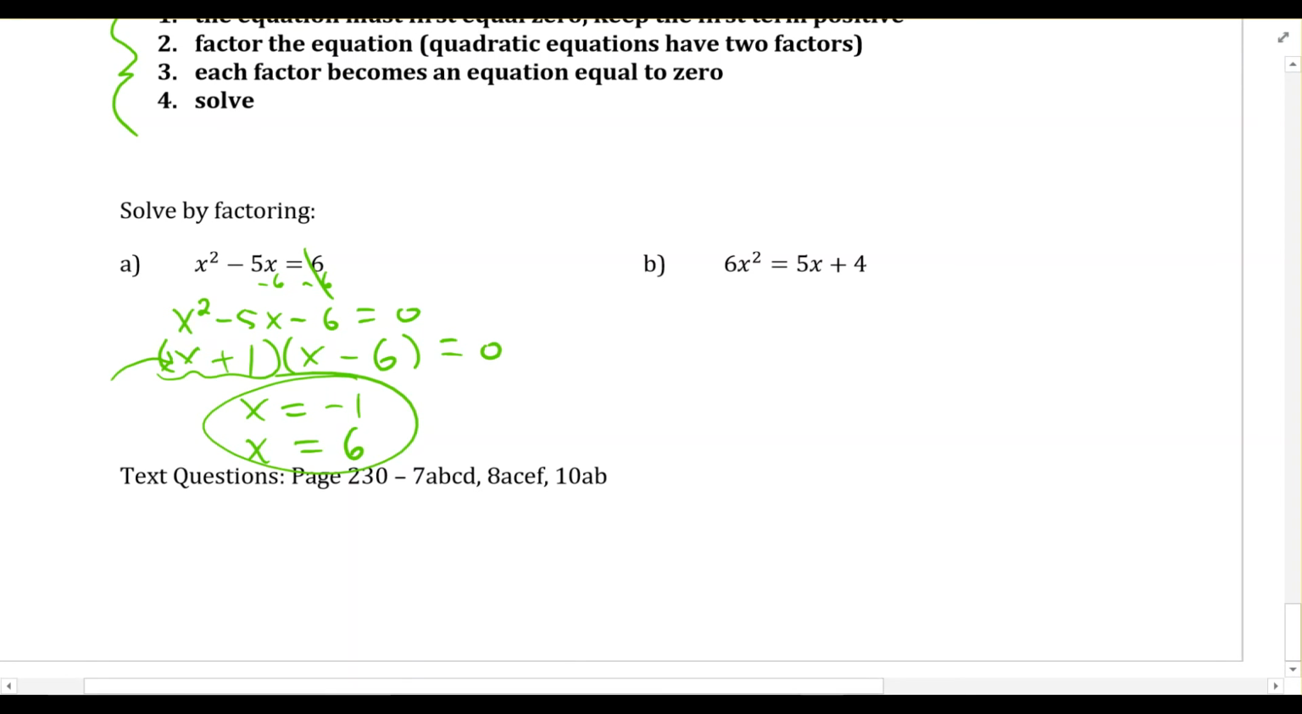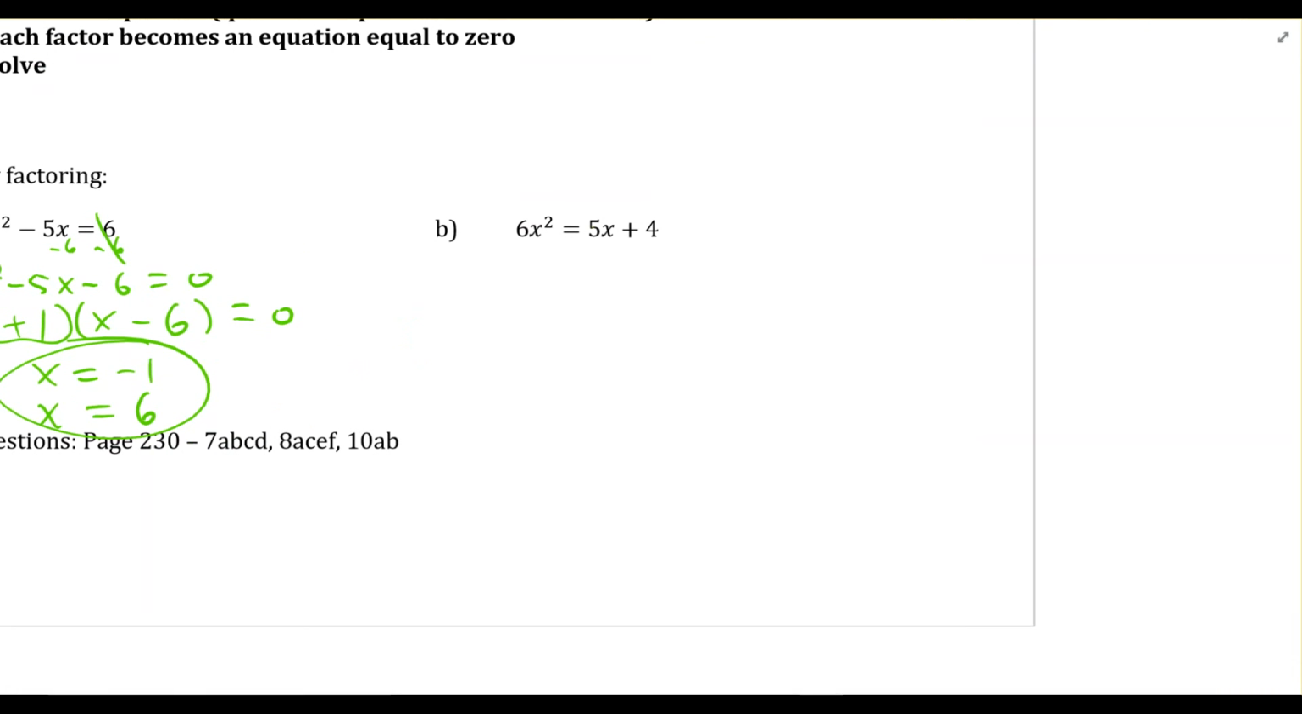Okay, let's go over to B. Again, this isn't looking right. Now you have two options though. You might think, let's bring the 6 over there. We could. It's going to make it more difficult. I would say bring these two things over there, just so that our leading number out front doesn't end up negative. So let's bring 5x and 4 over to the left side. So that would be 6x squared minus 5x minus 4 is equal to 0.